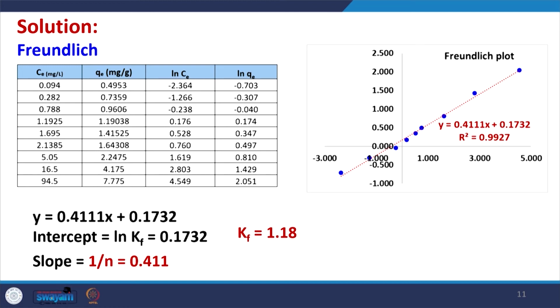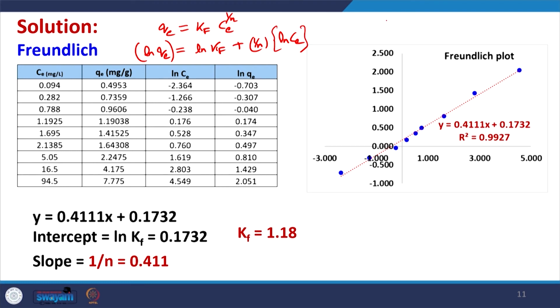So, suppose we have to find out for Freundlich. The Freundlich equation we already found out. The Freundlich equation is Q equal to Kf Ce raised to 1 by n, and its linear form is ln Qe equal to ln Kf plus 1 by n ln Ce. So, this equation is there. So, we can plot a curve of ln Qe versus ln Ce.